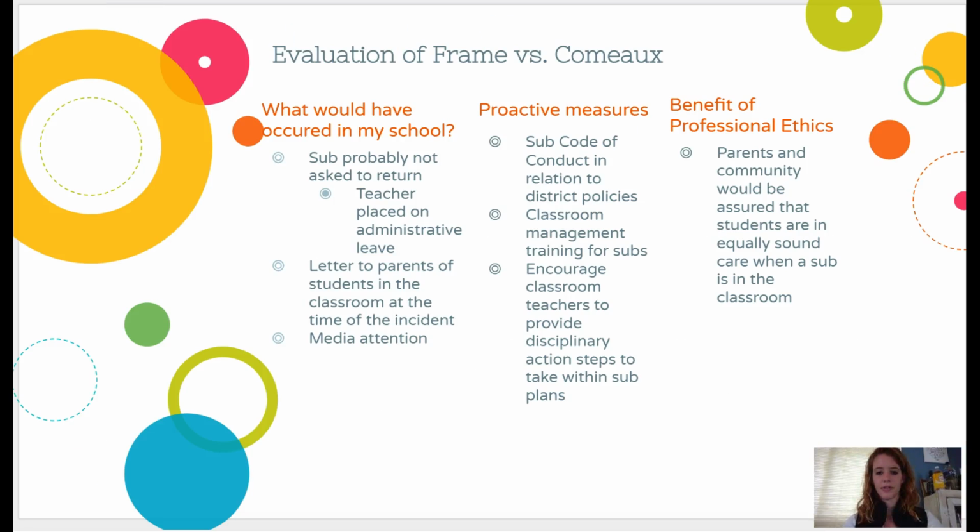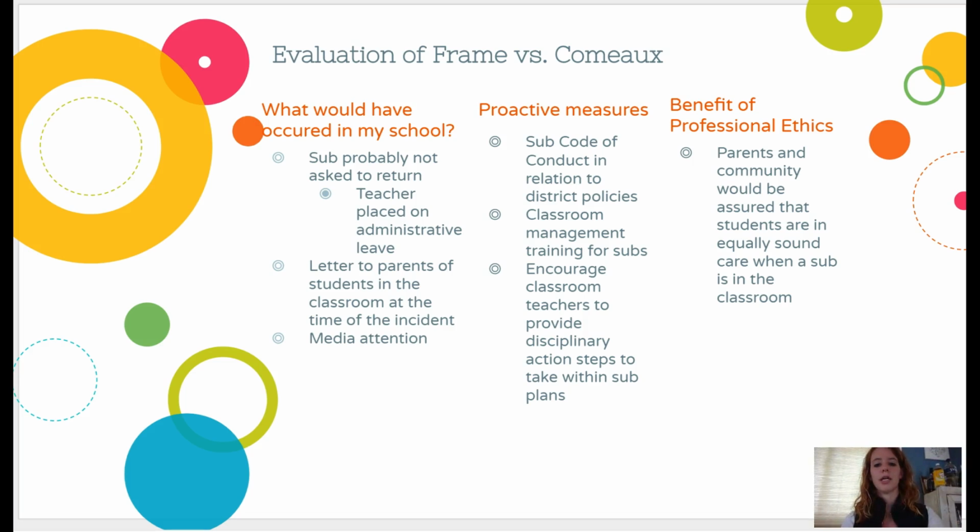For an evaluation of this case, in my school, the sub probably would have been asked not to return. Now this, in my school, happens for way less serious infractions. They just go through subs all the time, so I guarantee you that sub would not be back. If it were a teacher, that teacher would be placed on administrative leave. I think probably a letter to parents in the classroom at the time of the incident would be sent. And our school, being so big, is really susceptible to media attention. So I'm sure there would be media attention, as there would be for all these cases in which students are suing the school district for torts.